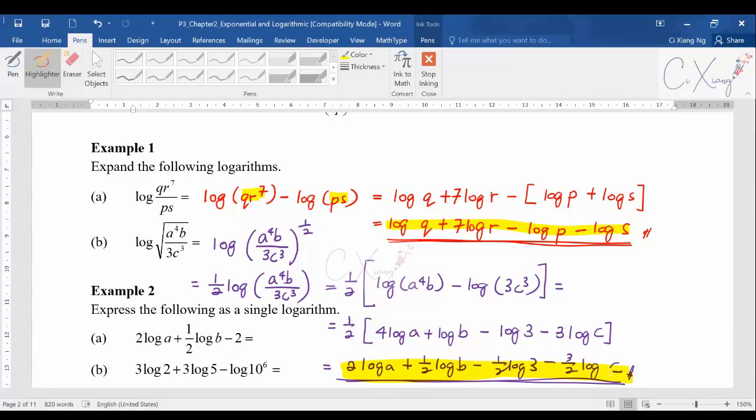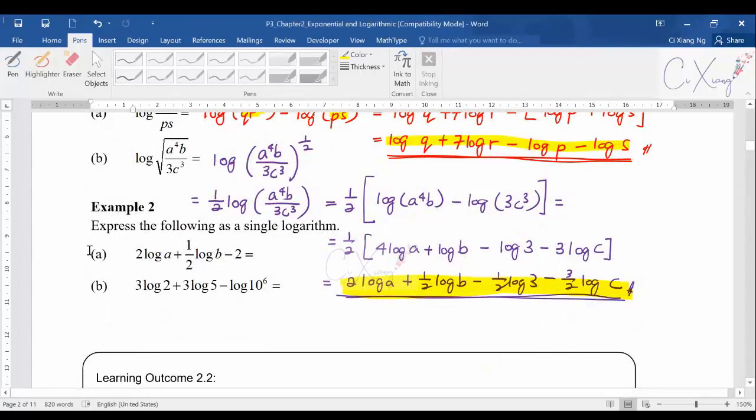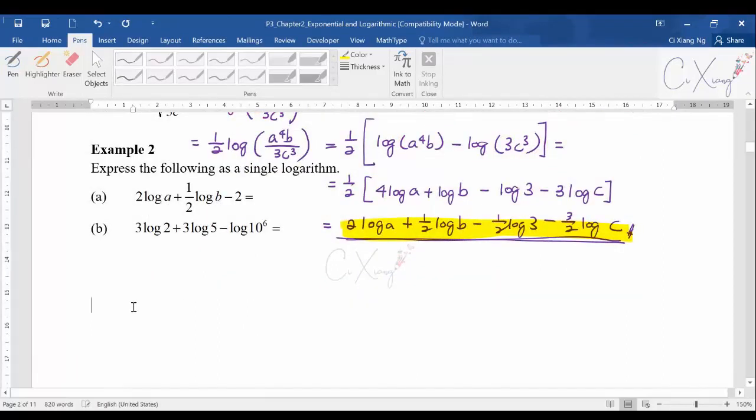So hopefully you roughly have an idea how we combine and how we expand. So this is expand. So now we can have a look at example 2. For example 2, they actually want us to combine. Yeah, sorry, combine. Okay, so maybe I put it here.